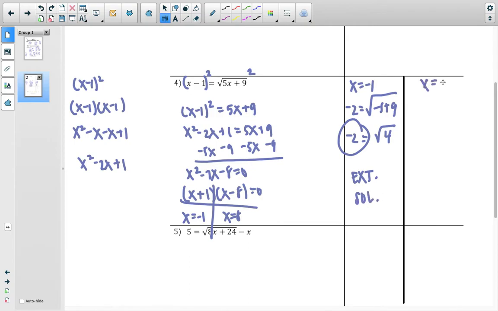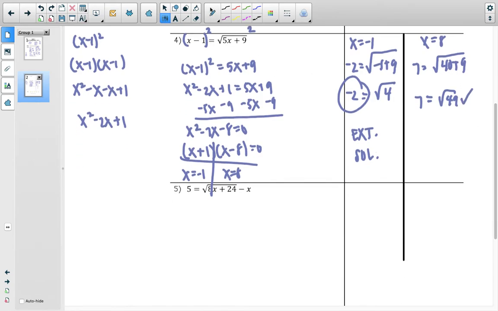All right, for the next one, you have x equals 8. So you're going to do 8 minus 1, which is 7. You're going to do 8 times 5, which is 40. And you have 40 plus 9, which is 49. So the square root of 49. So that equals 7, so you're good.